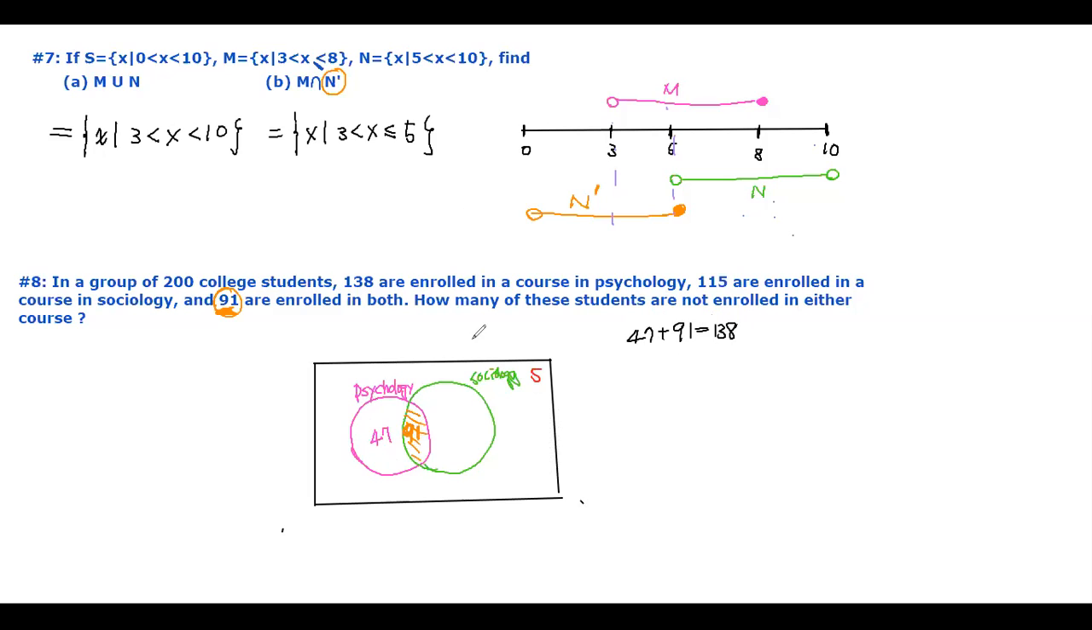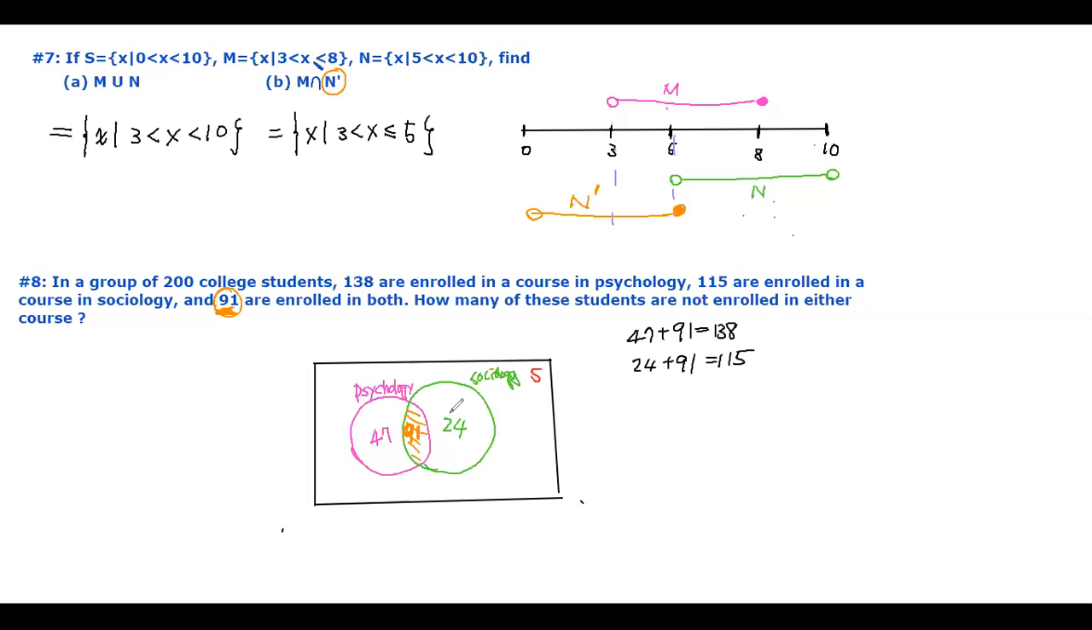So now, the same way, let's take a look at the sociology here. So I have 115. So I have 91 here. So how many is here? I have 24 here. Because I know 24 plus 91 is 115, right? So 115 is the students taking sociology.